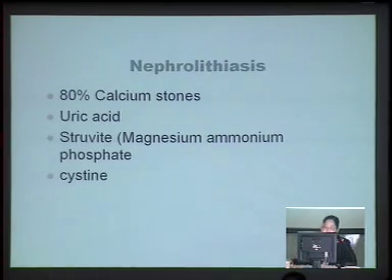Okay, last one, kidney stones. 80% are calcium stones; the rest are uric acid, struvite, and cystine. Struvite stones are related to chronic infection, composed of magnesium ammonium phosphate. That's the composition of the stones.